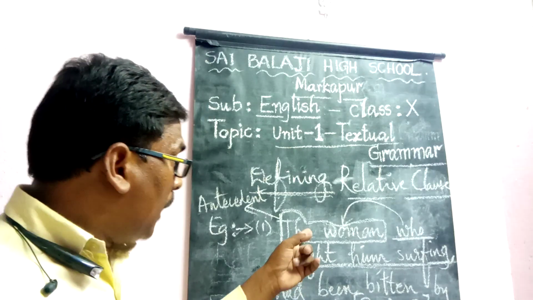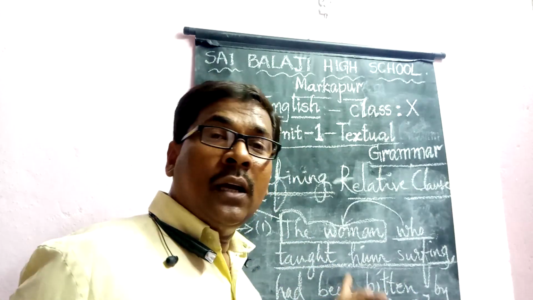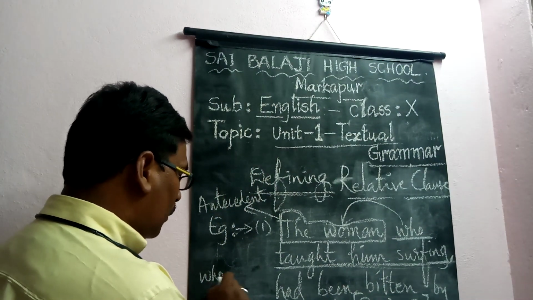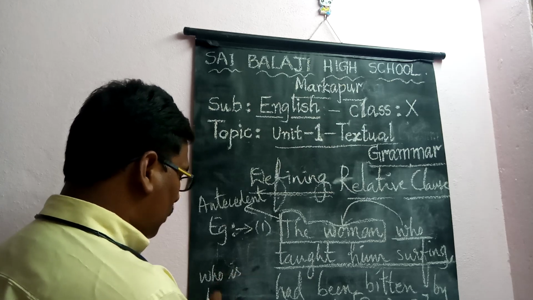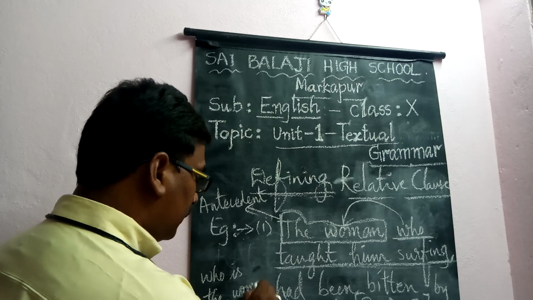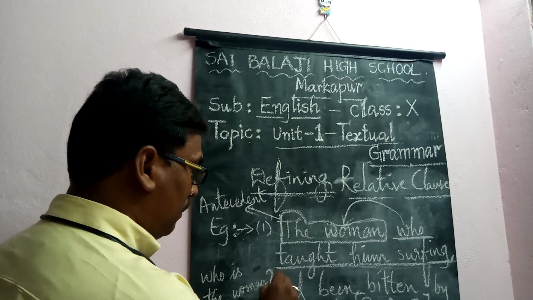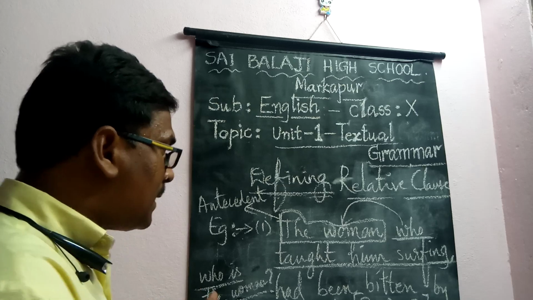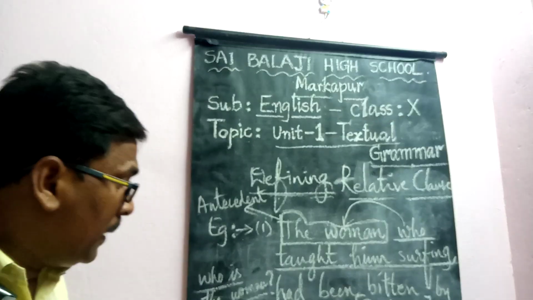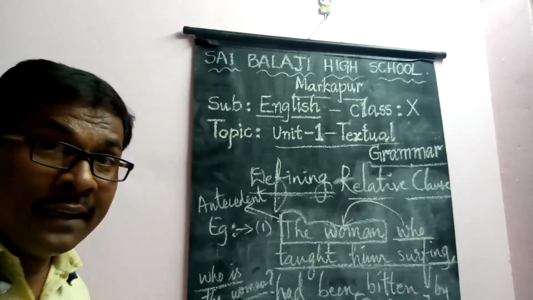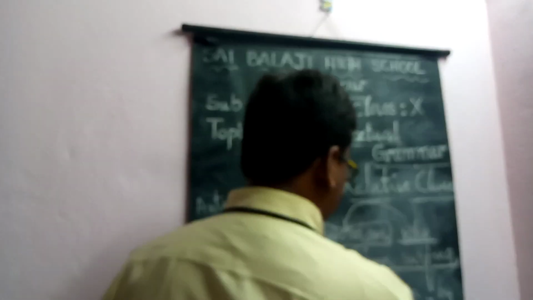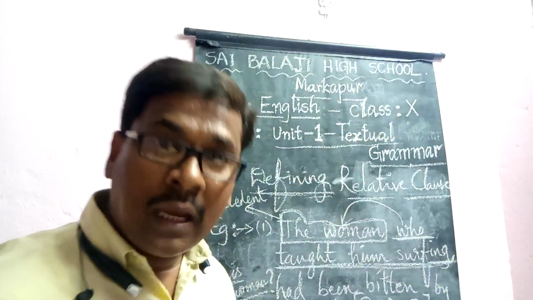Why? The woman had been bitten by a shark means we have to put the question, who is the woman? If you put the question, who is the woman, there is no answer. That means there is no clarity. Who is the woman? No answer will come for this question. Clarity is missed. So if we remove this part, then there is no clarity.